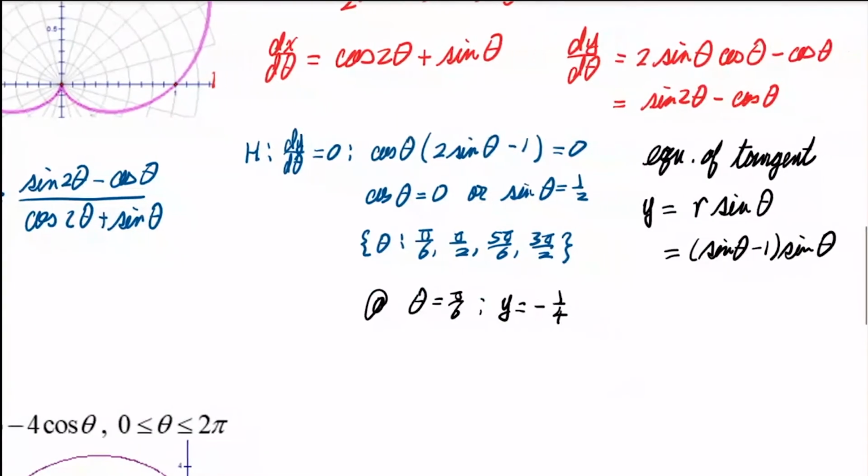What happens if I put 5 pi over 6? It's going to be the same thing, right? The sine of 5 pi over 6 and pi over 6 are the same thing, so I'm gonna make a little room here and put that in, okay?